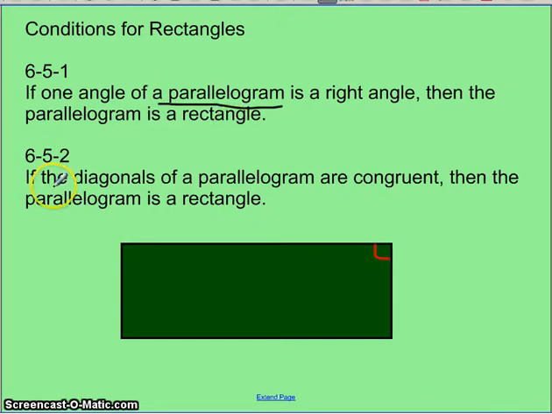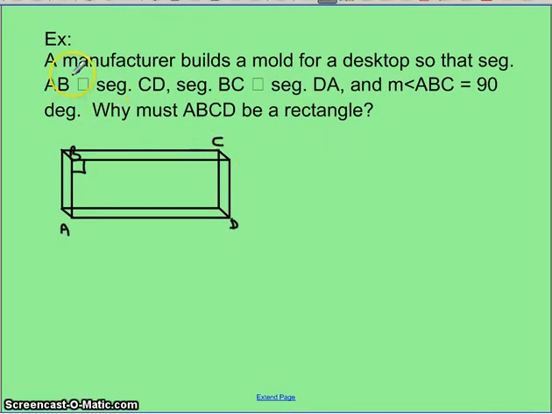Alright, the second one here is that if the diagonals of a parallelogram are congruent, then the parallelogram is a rectangle. So we all know what the diagonals are. So again, we've got to have that it's a parallelogram, and then if the diagonals are congruent, then it would be a rectangle. So let's move on here.